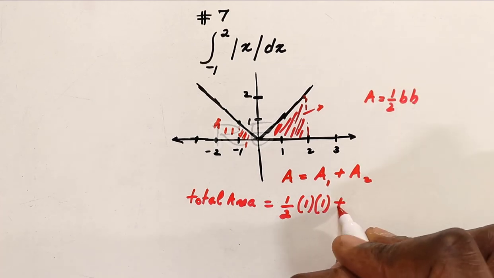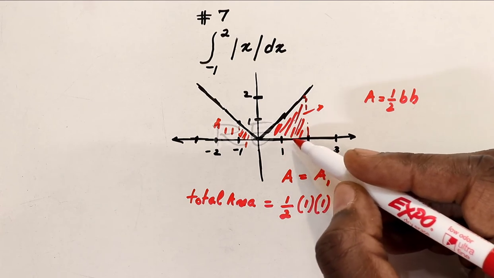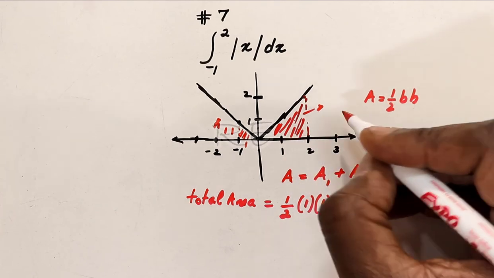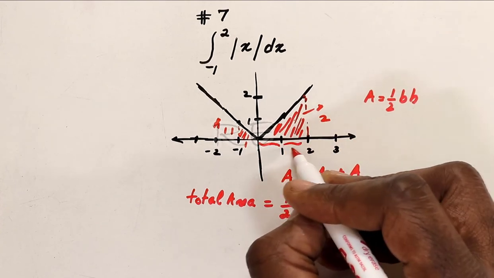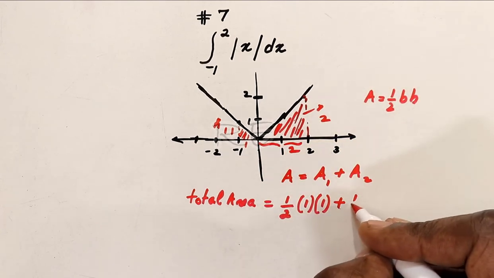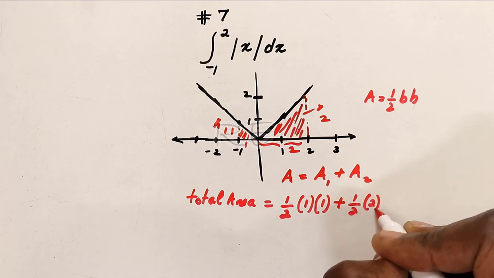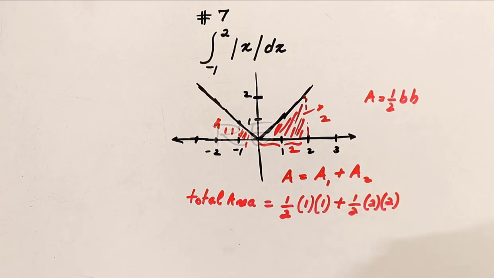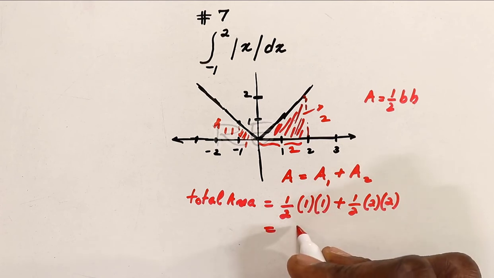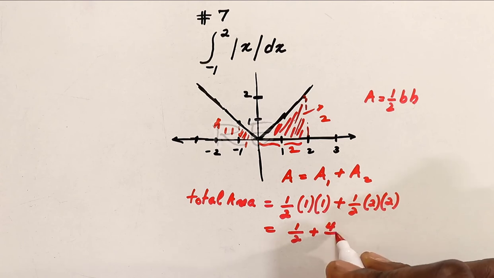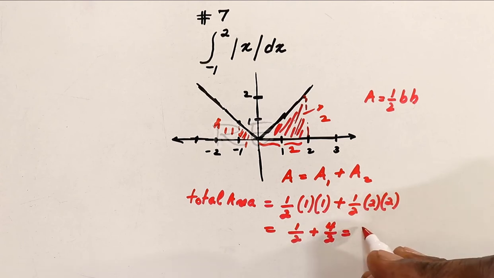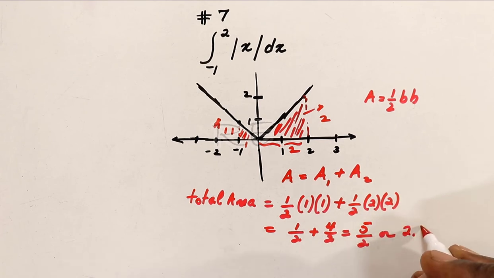For the second one, the base is 2 and the height is 2. So for the second one, the area is half of 2 times 2. Half of 1 is just half, 1/2. And half of 4, 4/2. 1/2 plus 4/2, 5/2, which is 2.5.